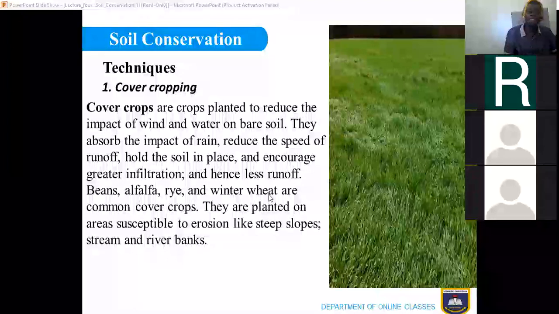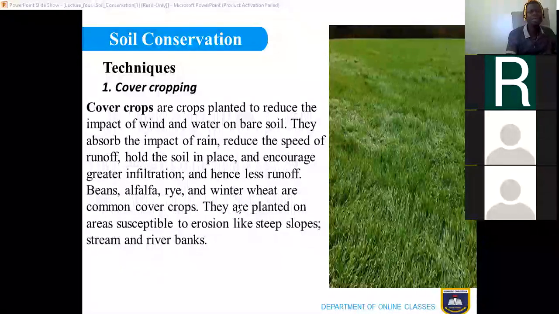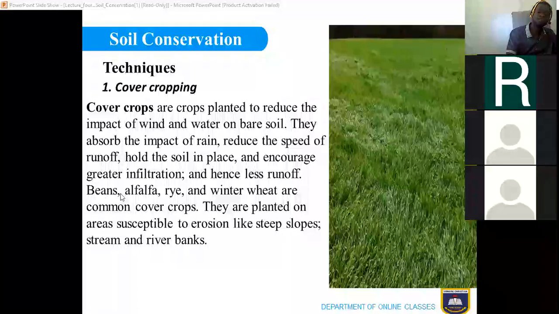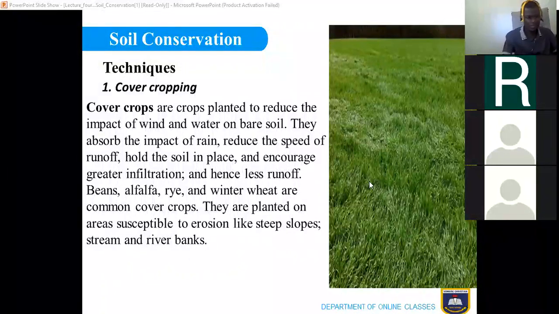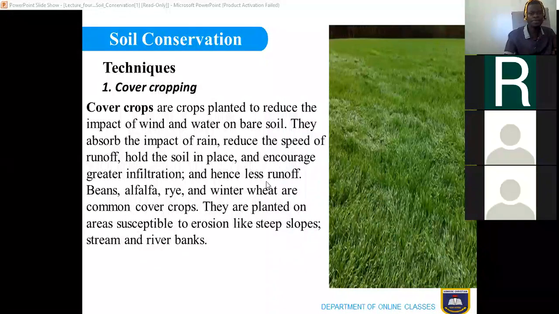All right. In fact, in Ghana, where alfalfa and rye, and we don't get to get wheat, all the leguminous crops are used, and it's effective. I think it's even more effective than the grasses. You know, the alfalfa, rye, and wheat are all grasses, all grass crops.